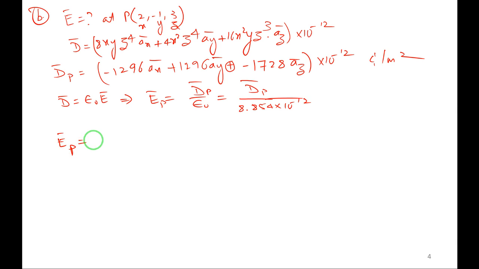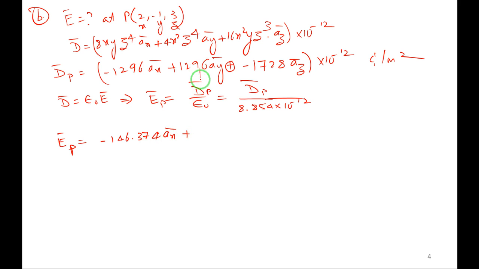Okay, 10 power minus 12 and this 10 power minus 12, right? D at point P is having 10 power minus 12. It will get cancelled. So just I will divide it by 8.854. So just I will divide and write 1296 divided by 8.854. So I am getting it as 146. So sign minus is there, 146.374 ax.